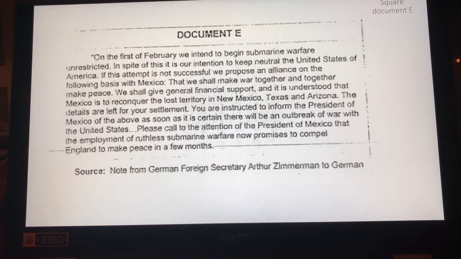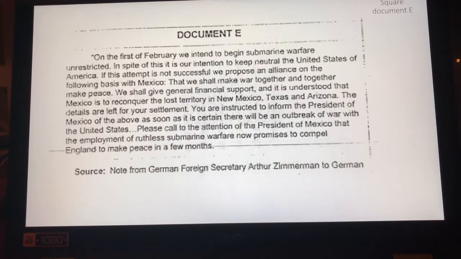Okay. It says, on the 1st of February, we intend to begin submarine warfare unrestricted. That should bring to mind that they're not giving warning. In spite of this, it is our intention to keep neutral the United States of America. If this attempt is not successful, we propose an alliance on the following basis with Mexico: that we should make war together and together make peace, that we should give general financial support, and it is understood that Mexico is to conquer the lost territory of New Mexico, Texas, and Arizona. The details are left for your settlement.